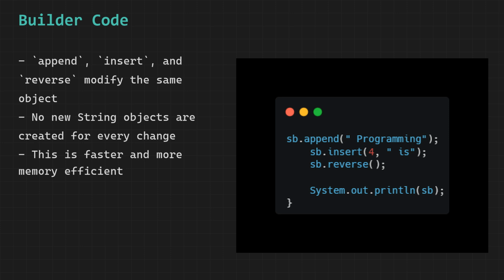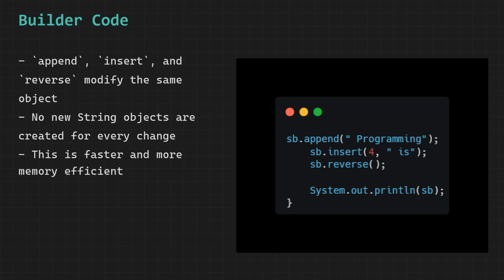Then we call append with programming passed into it. The append method adds text directly to the end of the existing StringBuilder object. No new object is created. The same object is simply extended. After this line, sb contains Java programming.